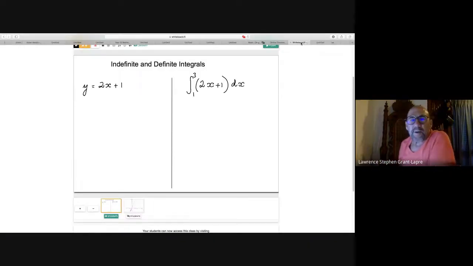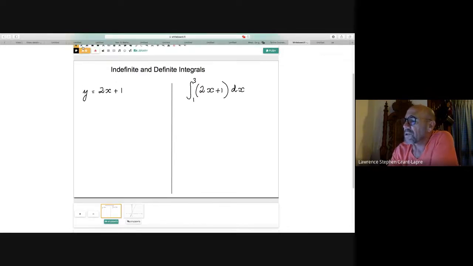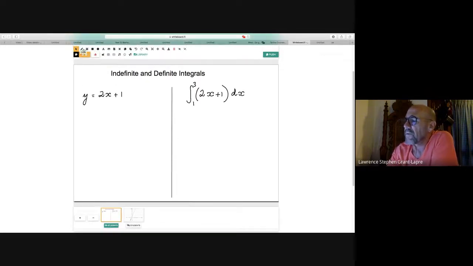I'd like to start by looking at a comparison between indefinite integrals and definite integrals. Now, an indefinite integral is like an antiderivative. If we get the indefinite integral, I'm just going to show you how that's written. So the indefinite integral of this function, 2x plus 1, with respect to x, is written this way.